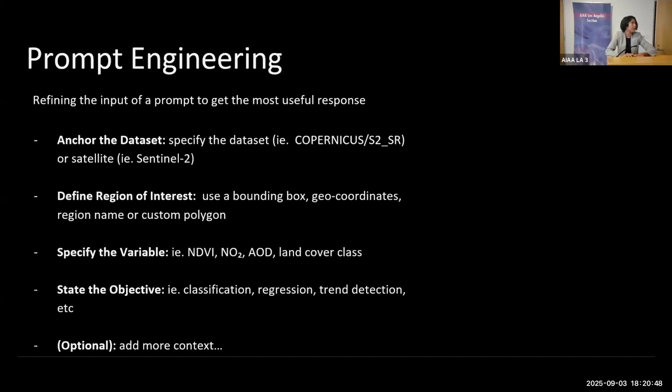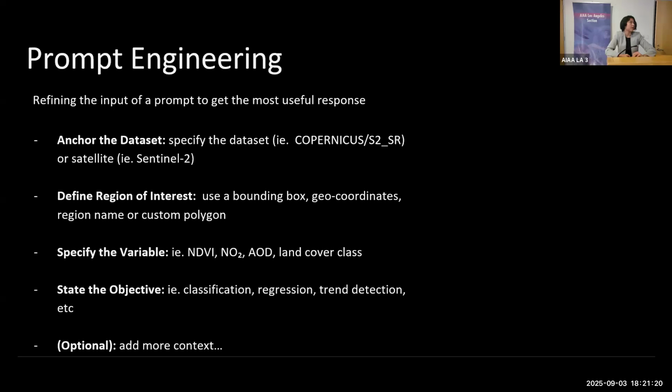Another helpful technique is to define the region of interest. This not only saves you a lot of time, but it's also a lot more accurate because localized data is typically more accurate than generalized global data. And it's fairly easy to define. All you have to use are geo-coordinates, a bounding box, or a custom polygon you can download as a shapefile from an online source.